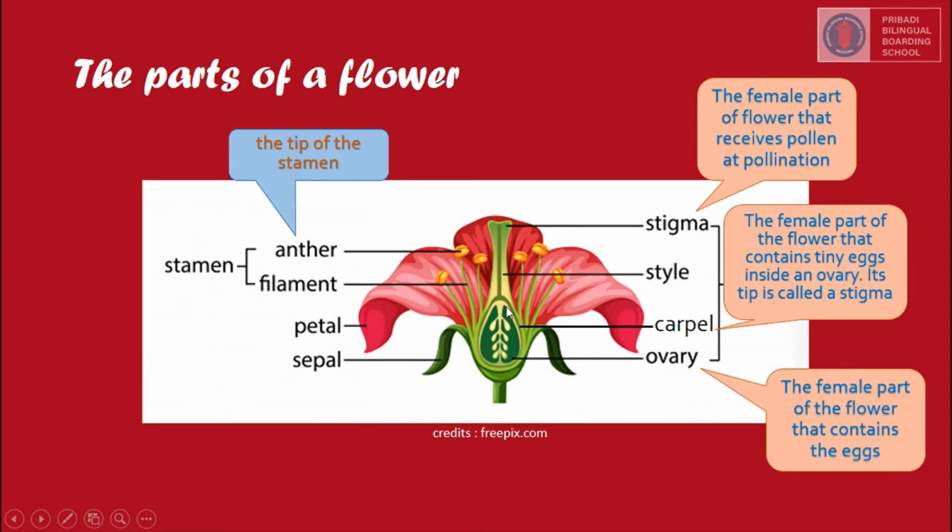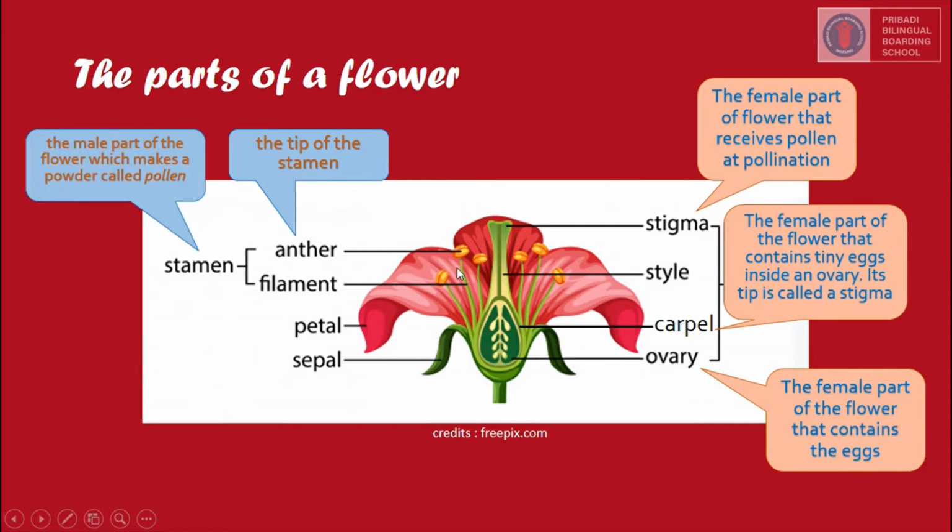And the next one is the anther. Anther is the male part of the flower. It's the tip of the stamen. This is the stamen, and the stamen is the male part of the flower. The stamen has a job to make a powder called pollen. The pollen is stored in a box here inside the anther.